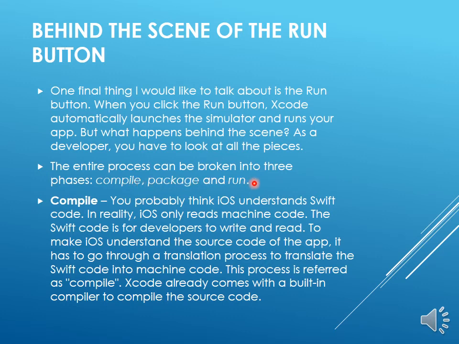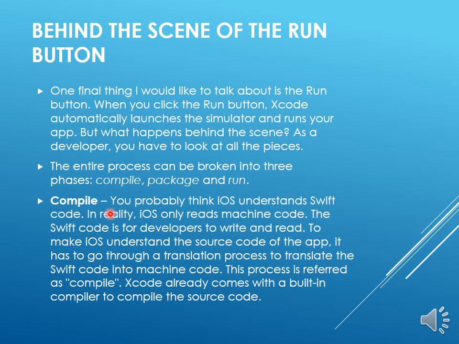Compile. We probably think that iOS understands Swift code, but in reality the Swift code is only for the developers to write the code and read the code. What iOS actually understands is the machine code. So how is this Swift code converted into machine code? To make iOS understand the source code of the app, our code has to go through a transition process, and the Swift code is changed into machine code. This process is referred to as compile.